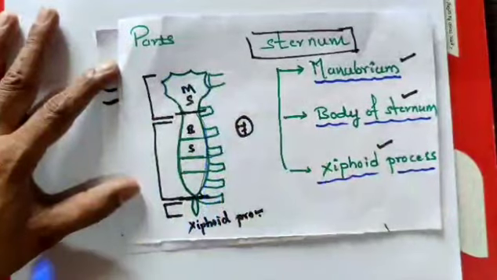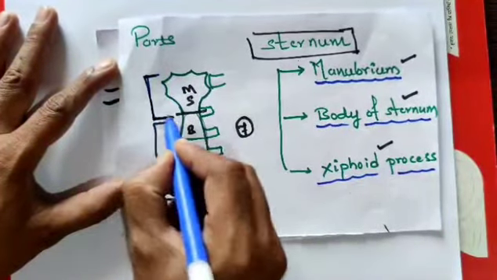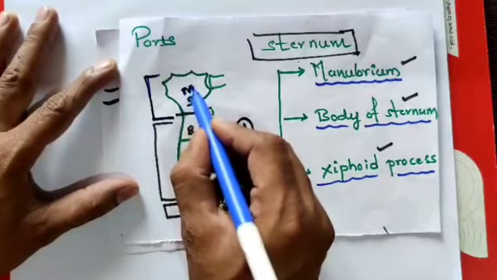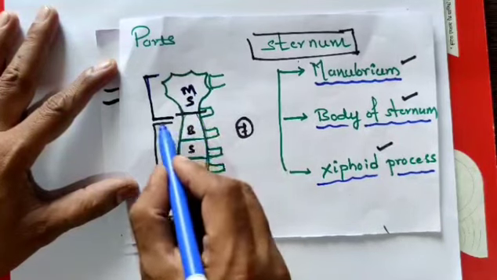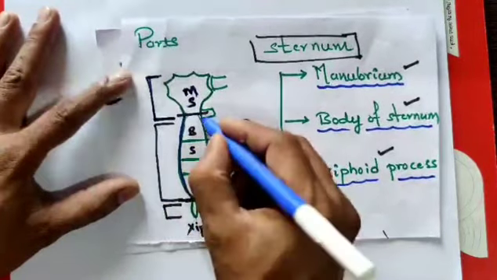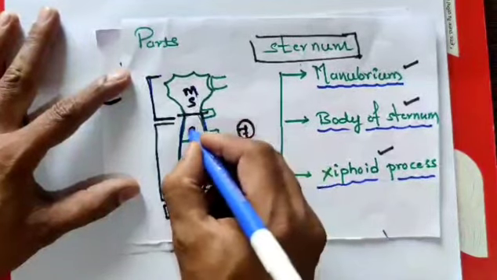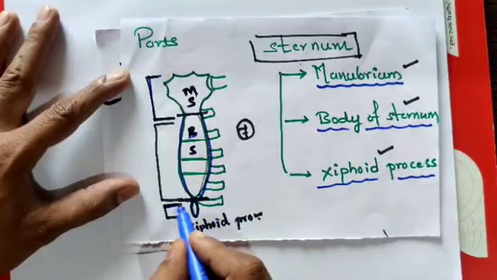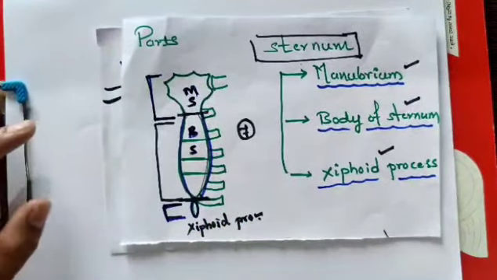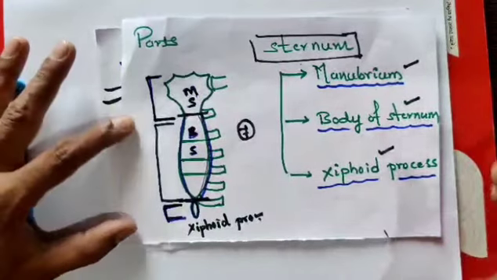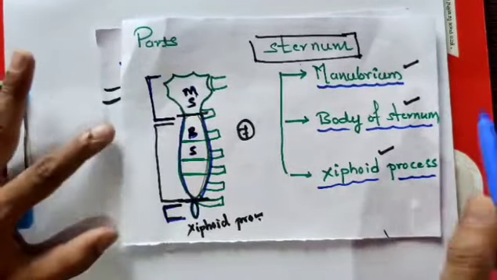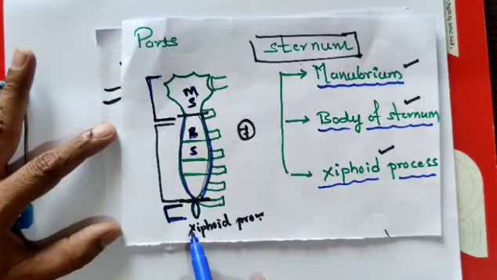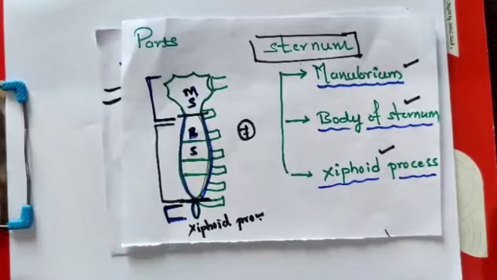See, this is a picture of the sternum. The upper part, which is quadrangular in shape, is called the manubrium sterni. The second part, the elongated part, is known as the body of the sternum. And the last small hanging part is called the xiphoid process. It means the sternum is divided into three parts: upper part manubrium sterni, middle part body of the sternum, and last small part xiphoid process.